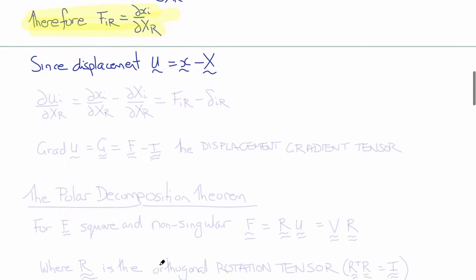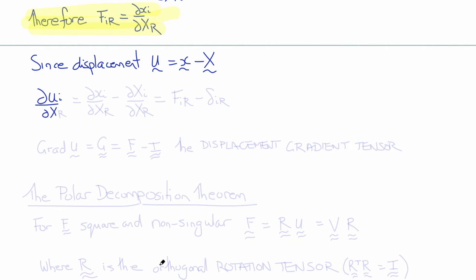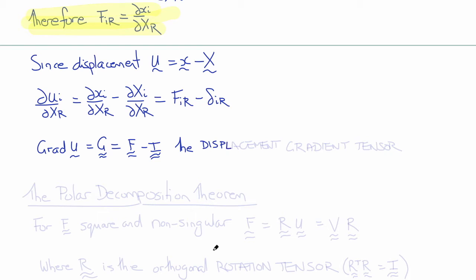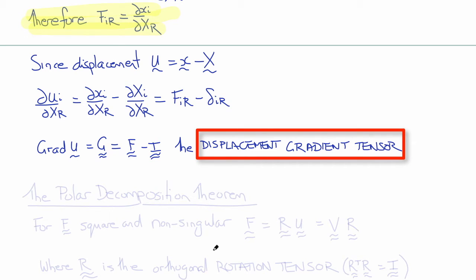Now, since displacement is little x minus big X, then the displacement gradients ∂u_i/∂X_R equal ∂x_i/∂X_R minus ∂X_i/∂X_R, which is F_iR minus δ_iR. In other words, the displacement gradients, which are grad of u, and the capital G there is intentional to represent derivatives with respect to the reference coordinates, which we call G, is equal to F minus I. So G is the displacement gradient tensor. It's just the deformation gradient tensor minus the identity tensor.